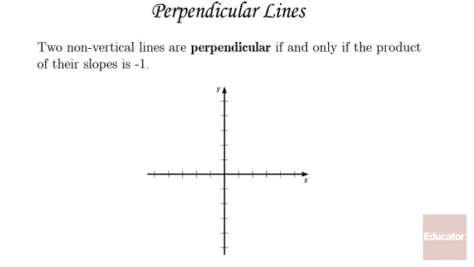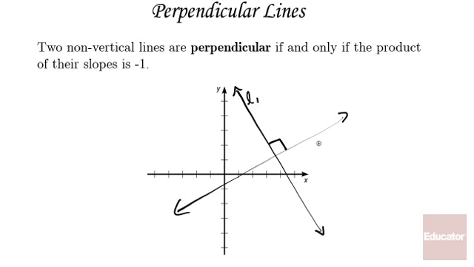Perpendicular lines. Two non-vertical lines are perpendicular if and only if the product of their slopes is -1. So perpendicular tells me that these two lines intersect at right angles. If this is my line 1 and line 2, and I have slopes m1 and m2, what this is stating is that the product of m1 and m2 is -1.